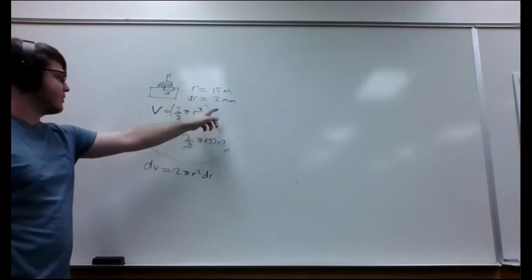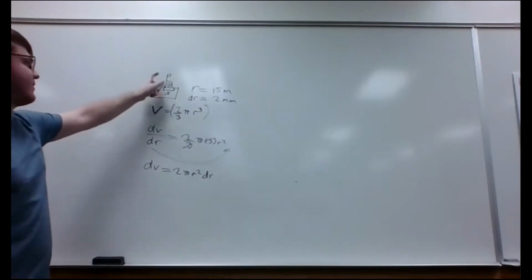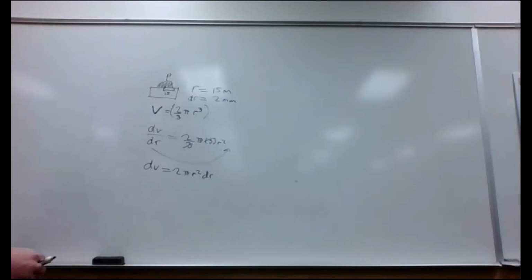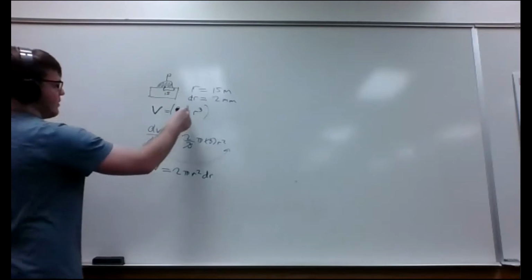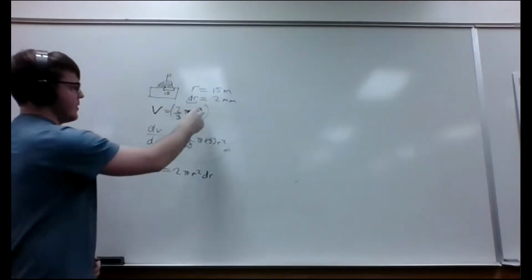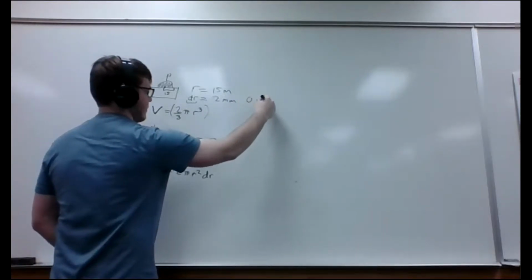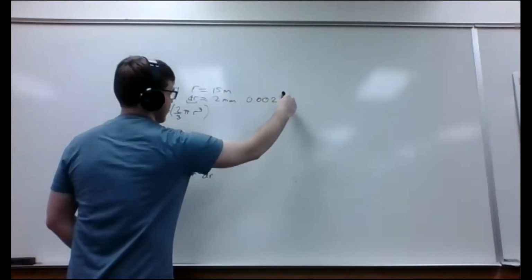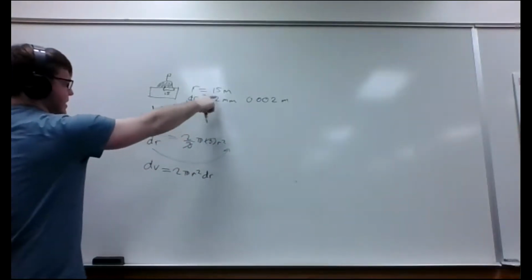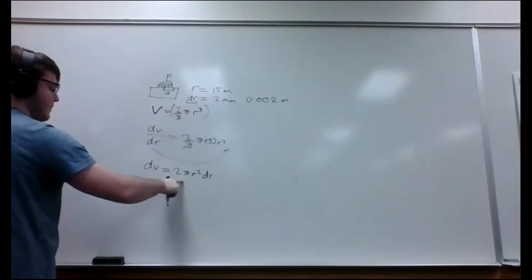Now, essentially what we want to do is find the change of volume, which will give us the amount of paint, or the volume of paint we need. And so we know that our change in radius is 2 millimeters, or 0.002 meters, right? And then our radius is 15 meters.